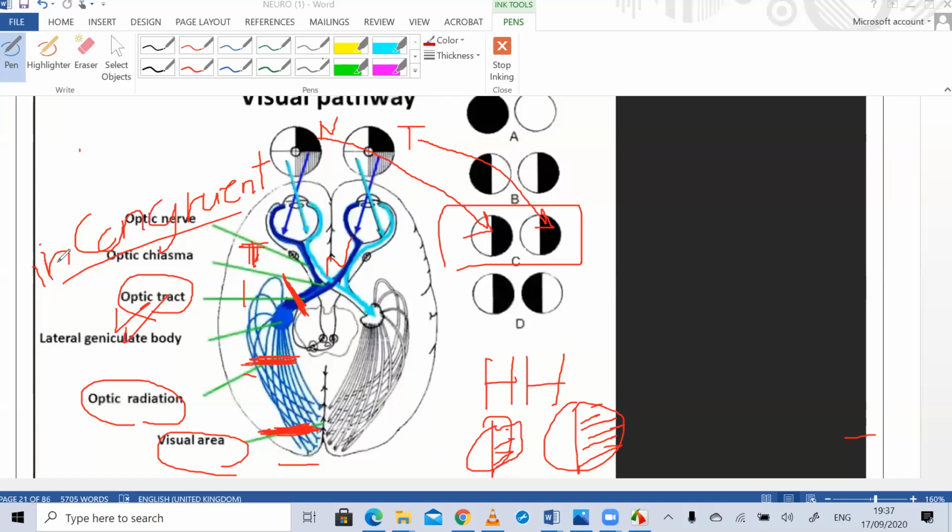There are no symmetrics between both fields. This is the optic tract lesion. The optic radiation will cause congruent, which means both fields, the same fields, are being affected with the same pattern.